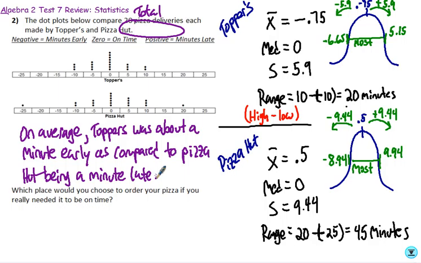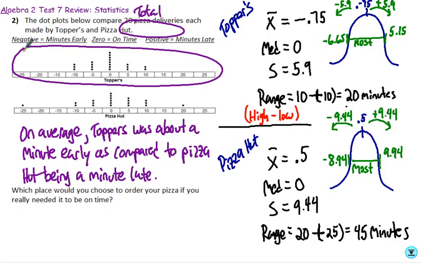Right, and that's what we're saying, by the way. We're saying that we're going to pick Toppers. Why? Well, our first thing we're pointing to is the fact that, well, on average, Toppers is a minute early. Pizza Hut on average is a minute late. So who's got the better on-time delivery? Well, it'd have to go to Toppers. But we don't want that to be the only thing that we speak about.